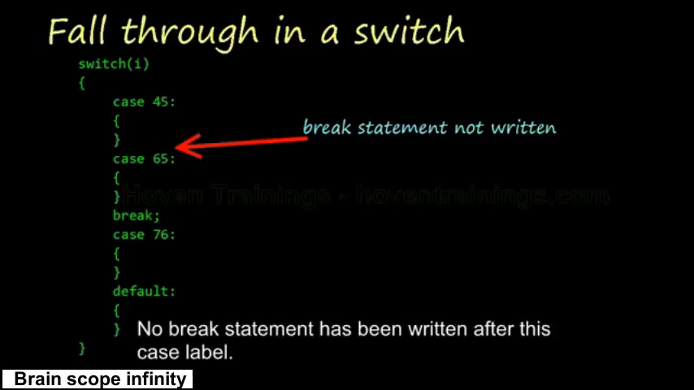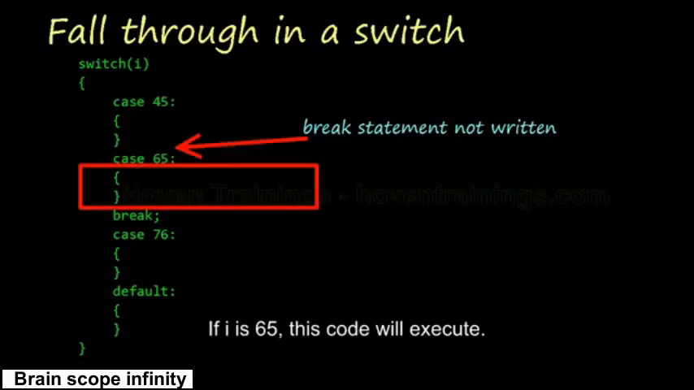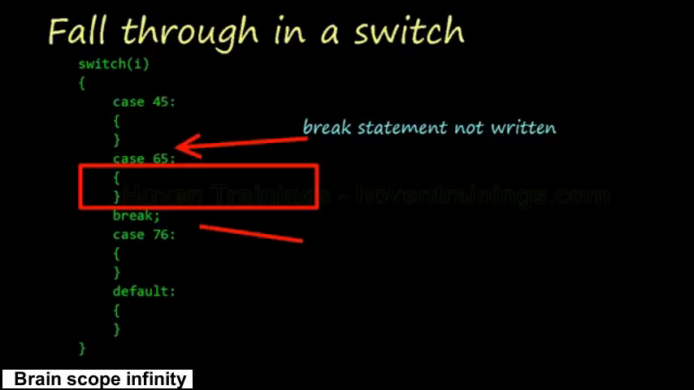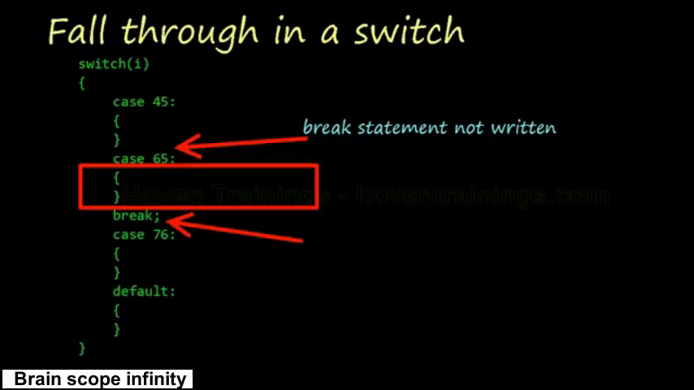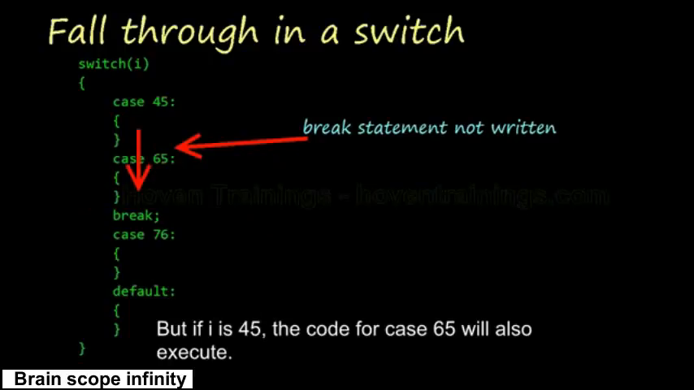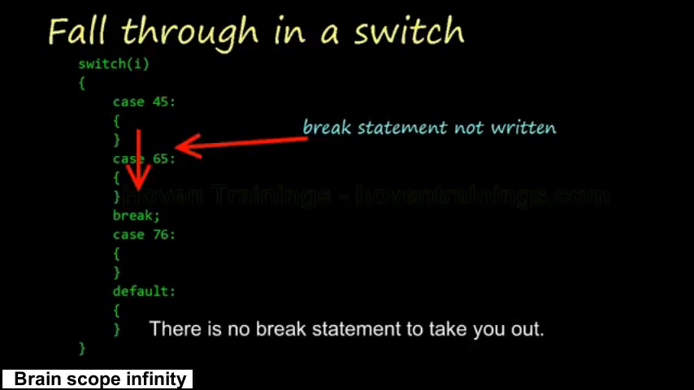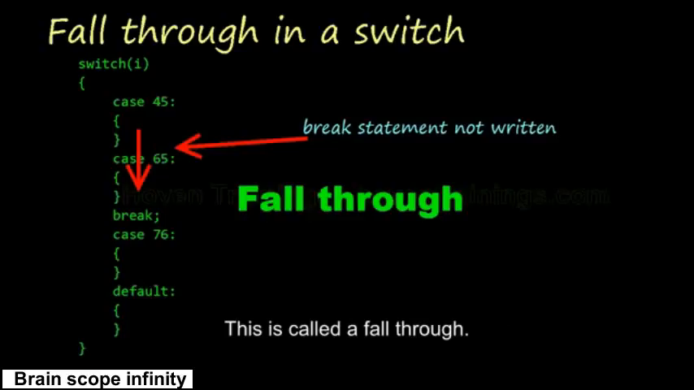No break statement has been written after this case label. If I is 65, this code will execute. This break will take you out of the switch. But if I is 45, the code for case 65 will also execute. There is no break statement to take you out. This is called a fall through.